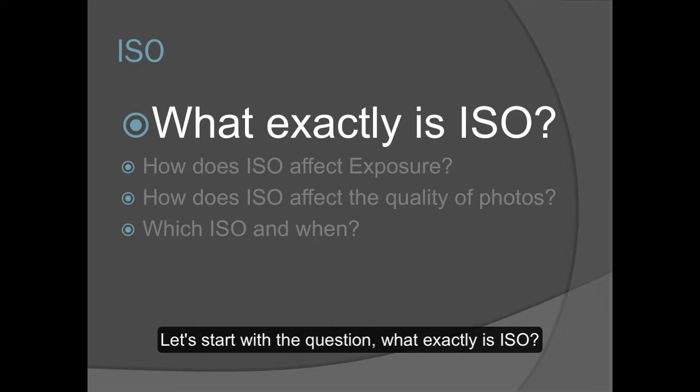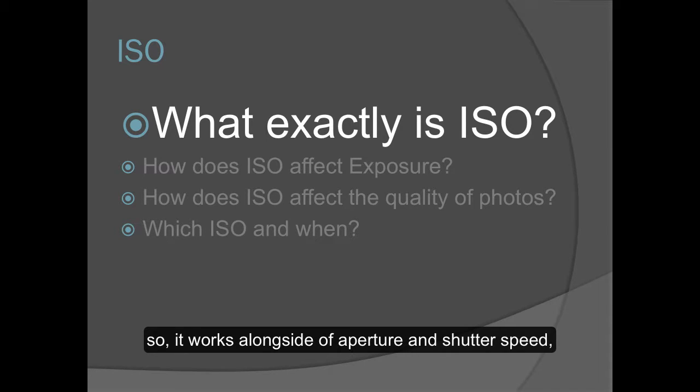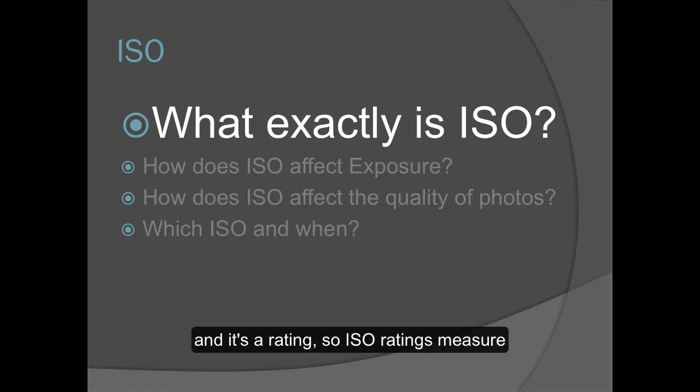Let's start with the question, what exactly is ISO? ISO is one of the three factors when determining the exposure of a photo. It works alongside aperture and shutter speed, which we'll discuss in much more detail in future weeks. ISO stands for International Standards Organization, and it's a rating. ISO ratings measure light sensitivity for an image sensor.